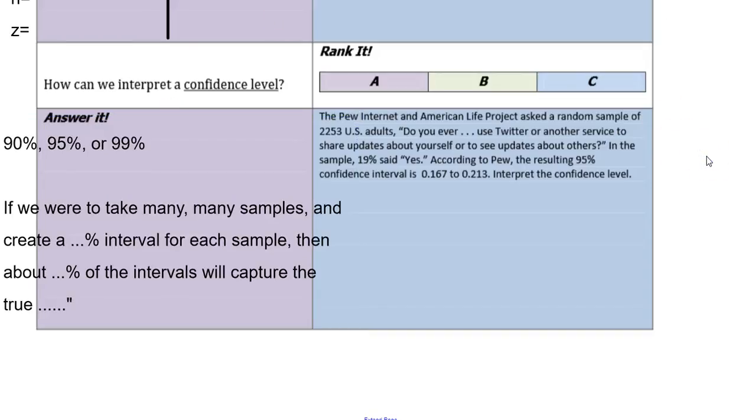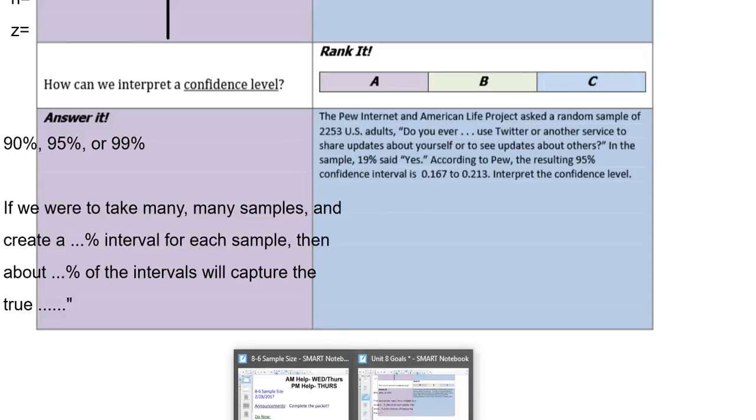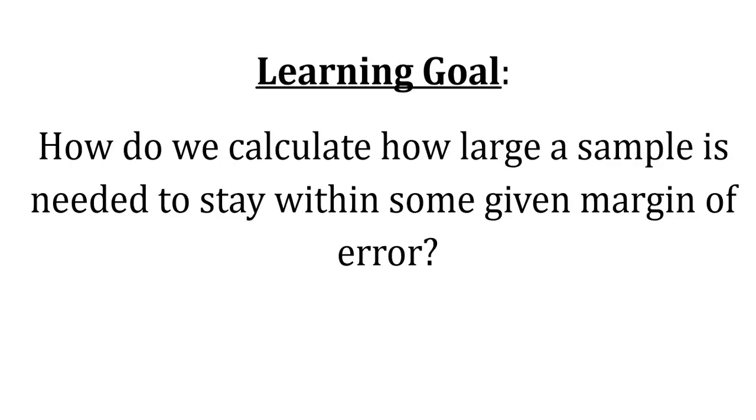All right, so now that you have this written down, we're going to learn our next goal for today. So can you please go back to the notes? Our goal for today is, how do we calculate how large a sample is needed to stay within some given margin of error? If you've ever noticed, a lot of the questions we answer involve a random sample of 1,002, or a random sample of 2,002 people, which was one that we looked at yesterday. Where do they get that sample size? Why not just ask 1,000? Why not just ask 2,000? That's what we're going to look at today.